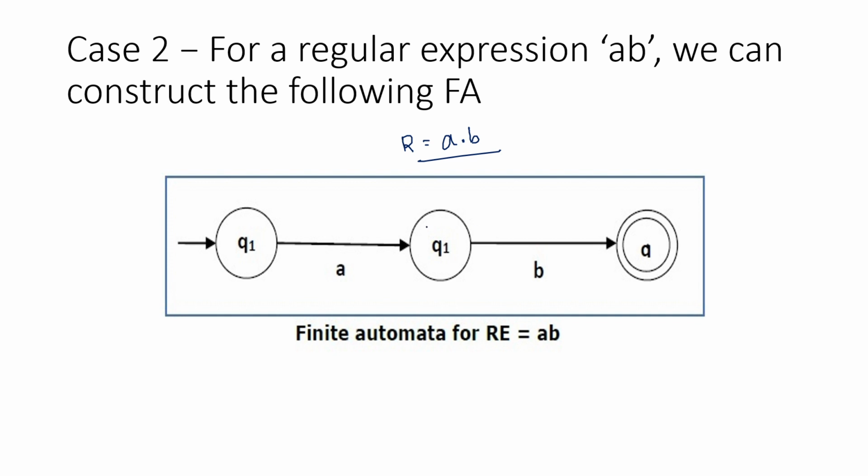Similarly, I'm sorry, both are Q1, the second should be Q2 actually. Let's say this is Q2 and this is QF. So if you are in Q2 and you get A, then what to do? But one thing is sure: if you are in Q1 and get B, then the machine will not accept that string, which starts with a B, right?